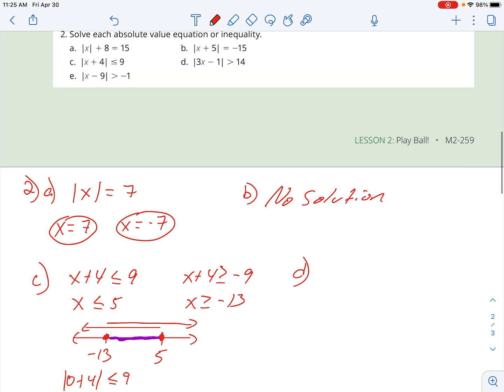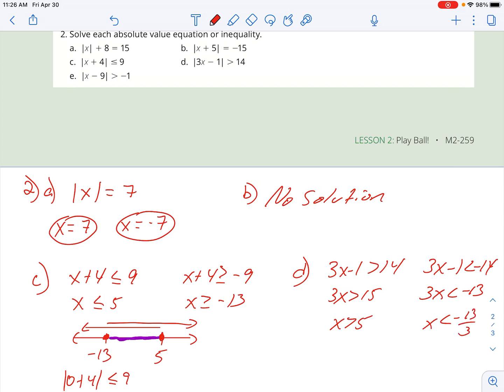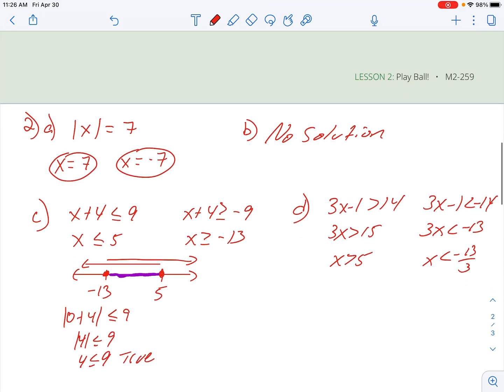On letter D, I'm going to do the same thing here. Add 1, divide by 3. Watch your arithmetic. Let's go to the number line, not calculator, number line. Negative 13 over 3 and 5.